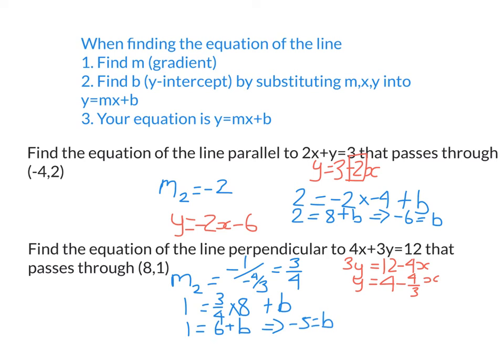So the equation of the line perpendicular to this line that passes through (8, 1) is simply going to be y equals mx plus b, and then we're done.